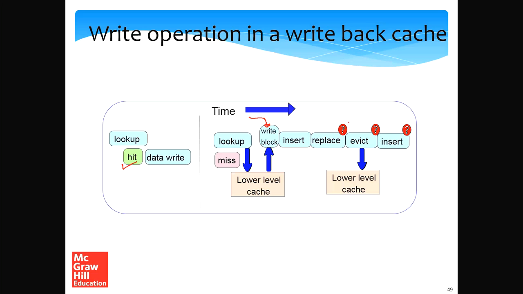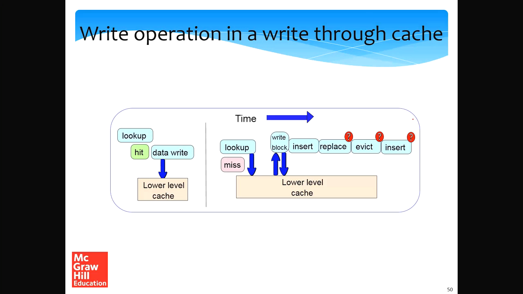So we find a candidate for replacement, we evict it, and there can be a necessity of writing it to the lower level also because it's a write back cache, and then we insert the new line. If it's a write through cache, something else needs to be done. So if it's a write through cache, this part remains the same. In the case of a hit, we do a lookup and a data write, but we also send the write to the lower level, right?